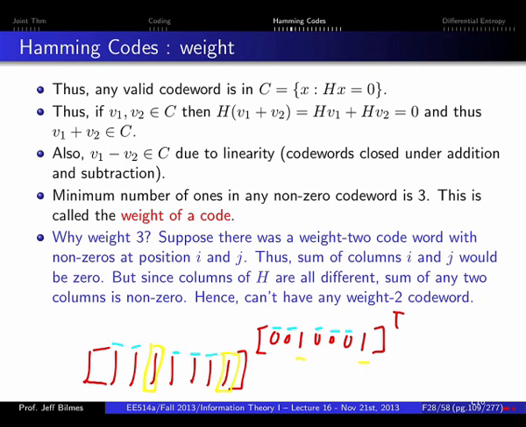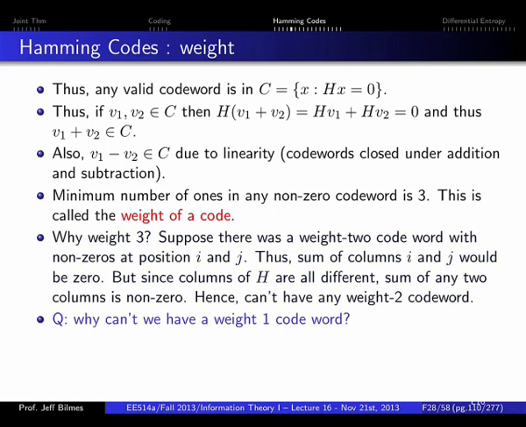Is there any way we can get 0? No, because if they're different, that means you're going to get a 0 or a 1, or a 1 or a 0, so something's going to be different. When you sum, there's going to be some 1 somewhere in the sum, so it can't be in the null space. And there are only two non-zero entries. And so the question for you next is, why can't we have a weight 1 code word?